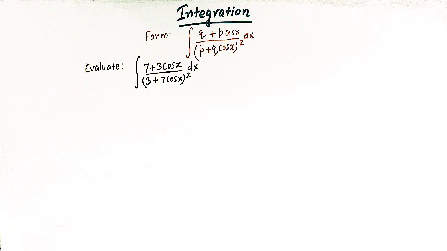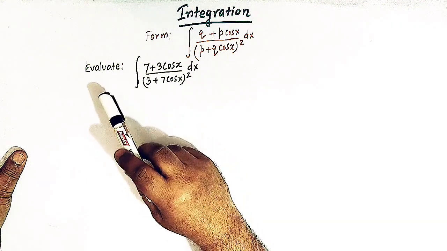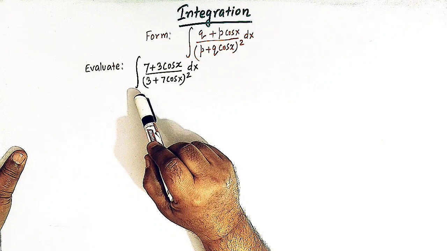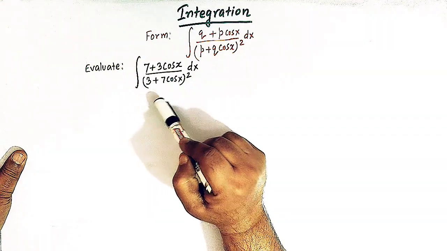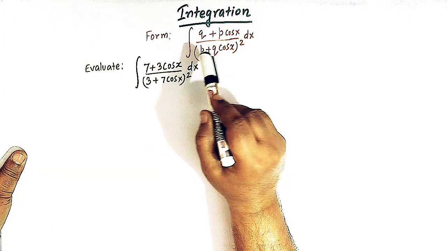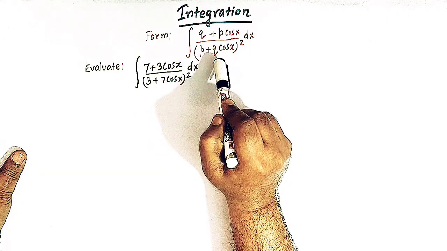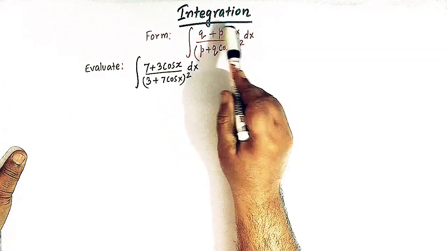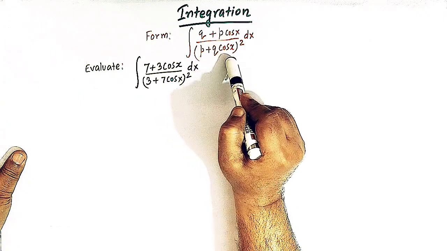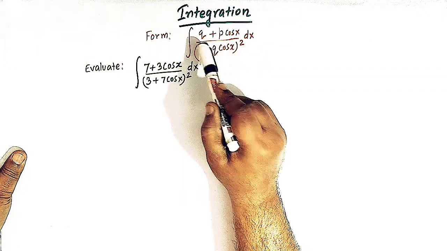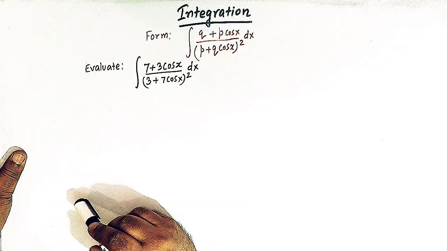Hello, viewers. In today's session, we are going to discuss an important form of indefinite integration. In this class, we are going to evaluate this indefinite integral, which is of this form. Before moving further, let us quickly analyze this form, in which the integrand is of the form (q + p cos x) divided by (p + q cos x) whole square, where p and q are some real numbers.